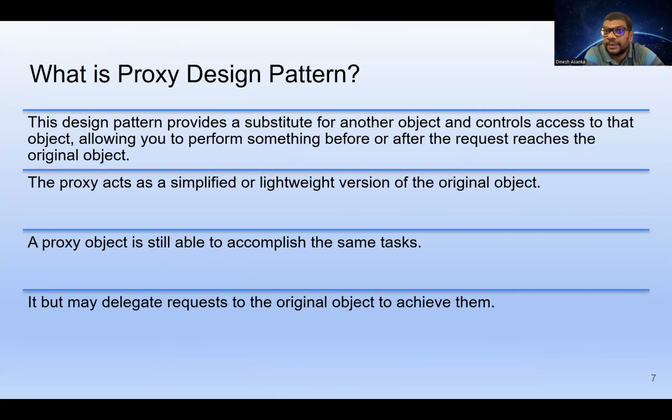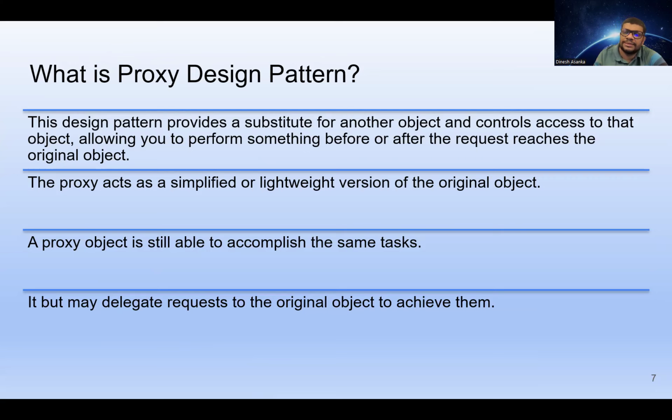So what's a proxy design pattern? The proxy design pattern provides a substitute for another object, and it controls access to that object, allowing you to perform something before or after the request reaches the original object. So you have the original object, you want to send a request, you are sending it through the proxy. It has some control over the original object. In most cases, the proxy has the business rule. You implement your business rule through the proxy object.